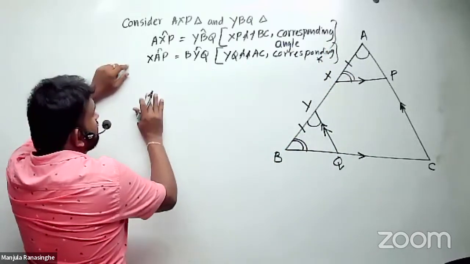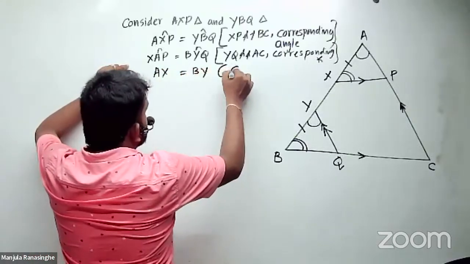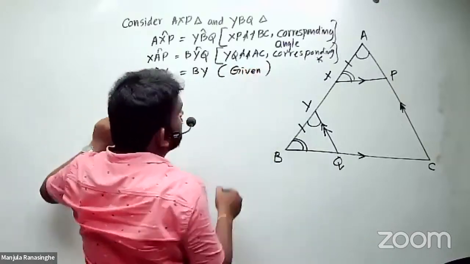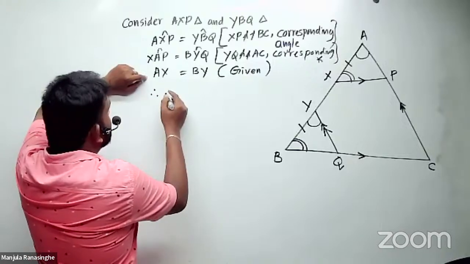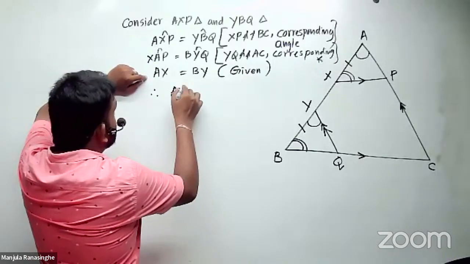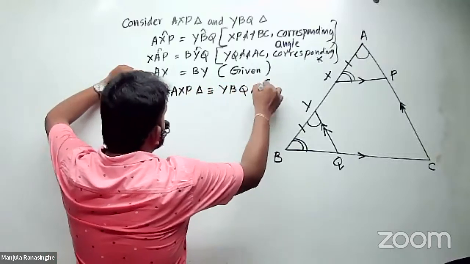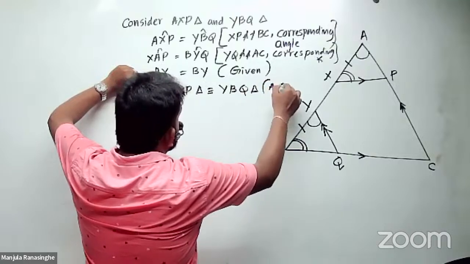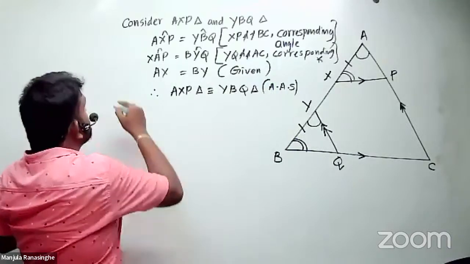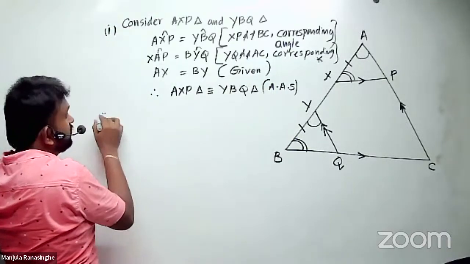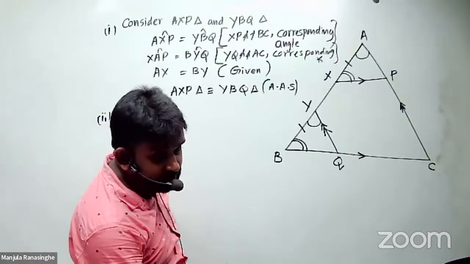Then you can write the sides, AX equals BY, that is given. That is given in the question. Okay. Now the three components being right, then you can conclude. So triangle AXP is congruent with triangle YBQ. You have to specify the case, right? Angle, angle, side. So that is the case. So part one is done. We have shown the two triangles congruent. Okay, that is how. So now we move to the next part.